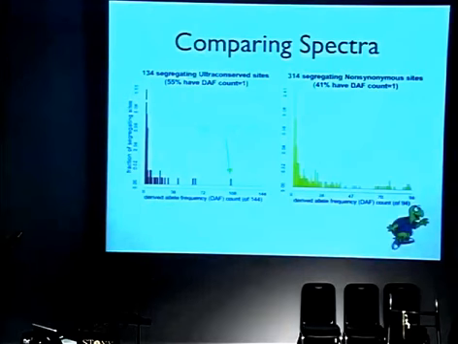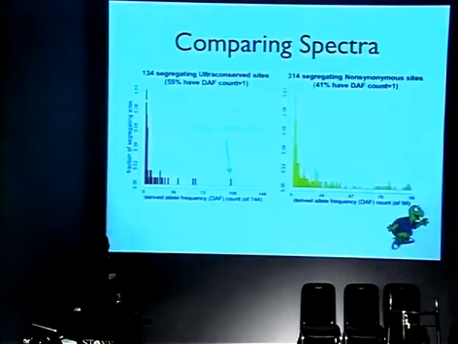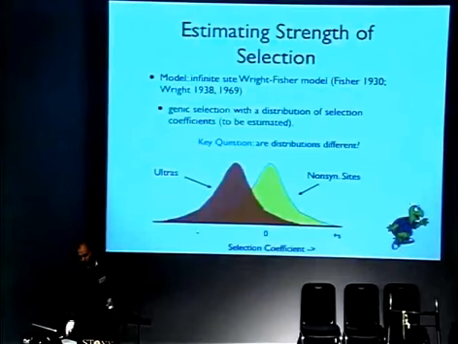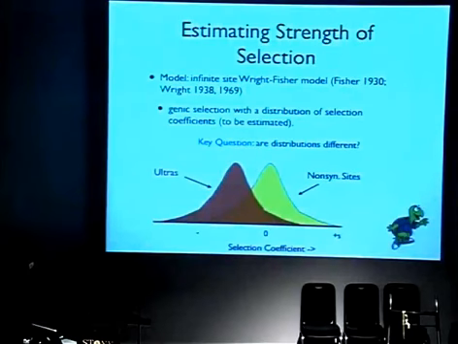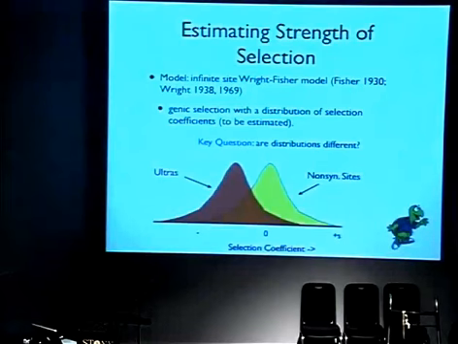55% have a derived allele frequency of count 1. Okay? There's only one SNP with a frequency greater than 0.5, whereas non-synonymous sites are shifted to the right with respect to the ultra-conserved elements. Okay? So what does this say about selection? Well, let's do a little modeling and find out.